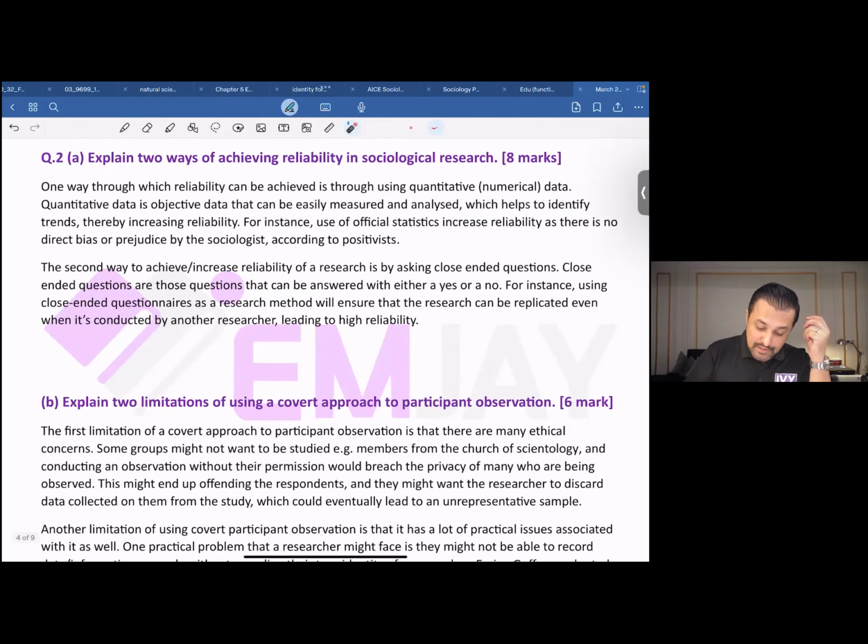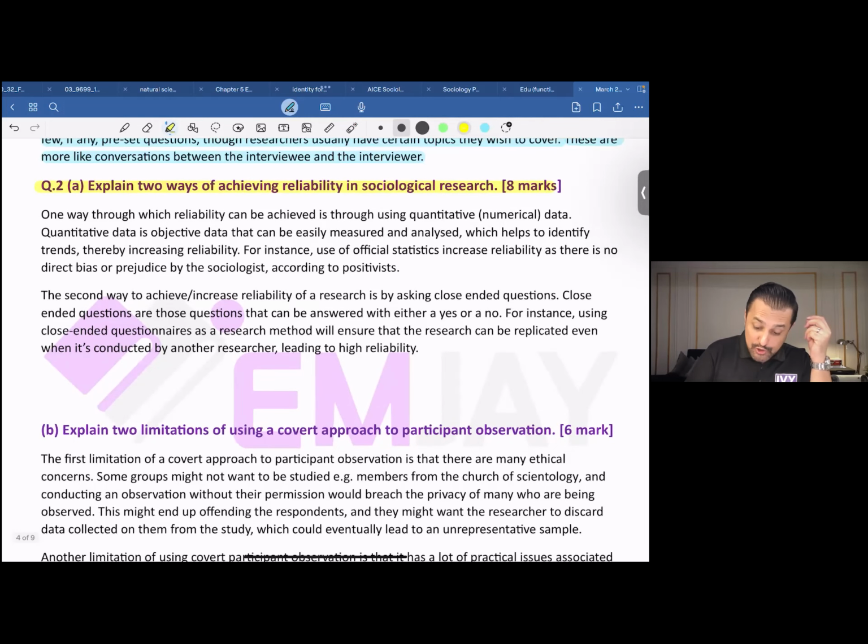The second question reads, explain two ways of achieving reliability in sociological research. Now, understand your command words well. This is a command word. What is this question asking you to do? This question is asking you to explain. Explain what? Explain the ways that could be used to achieve reliability.